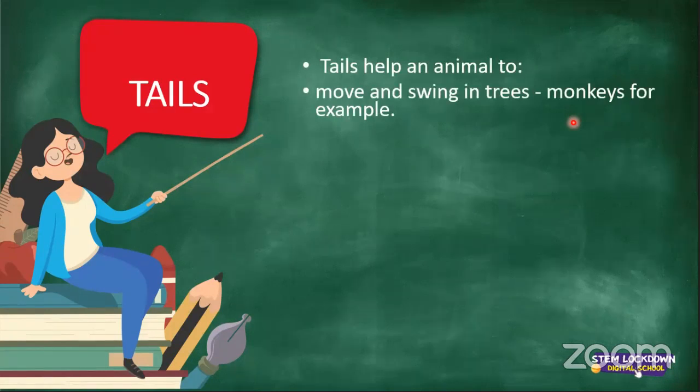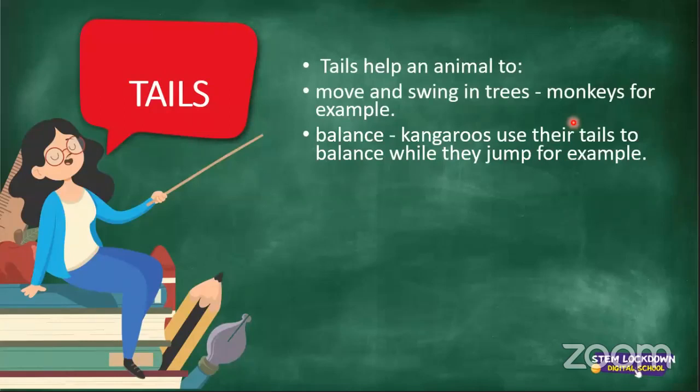Tails help animals to move and swing in trees, like a monkey. That is quite amazing if you watch National Geographic Kids and you look at those monkeys swinging in the trees, how amazing it is how they use their tails to move and to swing.